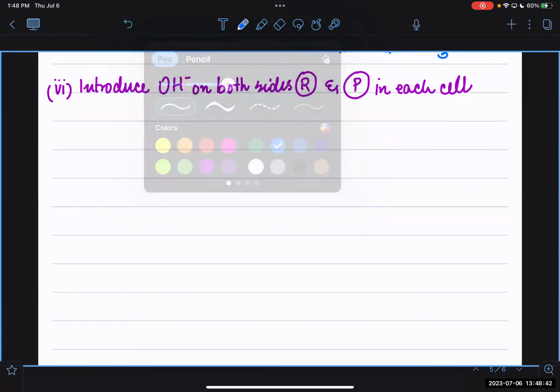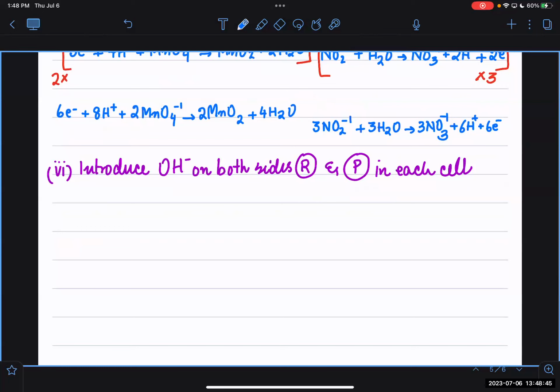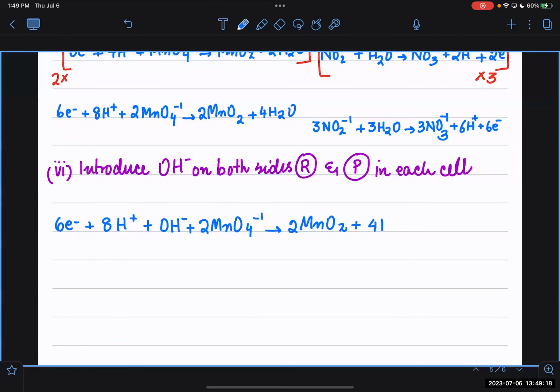Okay, so let's do this now. 6 electrons plus 8 hydrogen ions. How many hydrogen ions do you see? 8. So how many OH ions are you going to add? 8. As many hydrogen ions, as many OH ions. Simple, right? The rest of it is just plus 2 MnO4 minus 1 gives you 2 MnO2 plus 4 H2O plus 8 OH minus 1. So that's 8 OH on both sides.